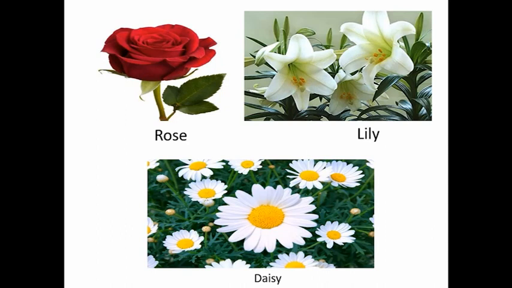Children, do you know that flowers are used as symbols to denote certain things? For example, red rose is a symbol of love and beauty. Lily denotes life, and daisy is a symbol of innocence.